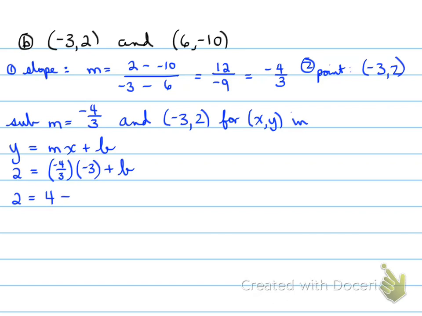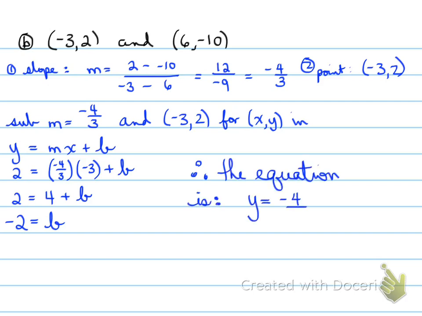So 2 is equal to 4 plus b. That means that b is equal to -2. Therefore, we can make the statement that the equation is y equals -4 over 3x minus 2. And that will be the equation in slope-intercept form, or y equals mx plus b form.